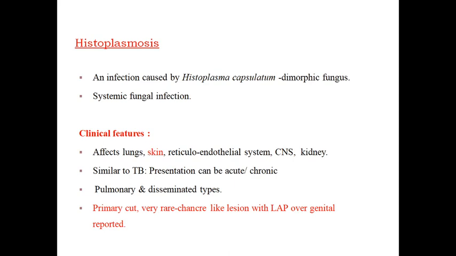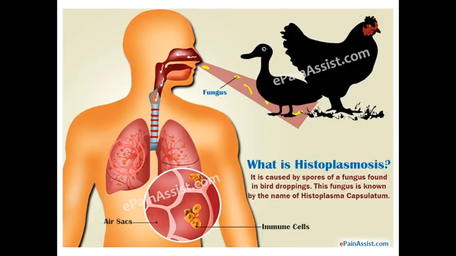When the lung is infected, then it can present as chest tuberculosis, and then when the dissemination is there, the skin can also be involved and multiple systemic organs can also be involved. Primary cutaneous is very, very rare, and in the primary cutaneous we see chancre-like ulcerated lesions with regional lymphadenopathy, and sometimes the lesions can be gentle also. Gentle lesions are also reported. And this fungal infection, the cause is droppings of birds. The fungus is present in the droppings of the bird.